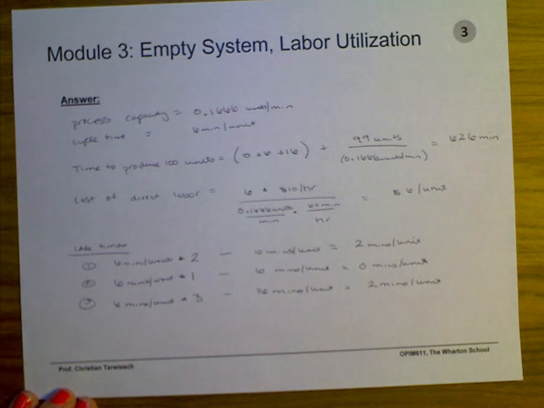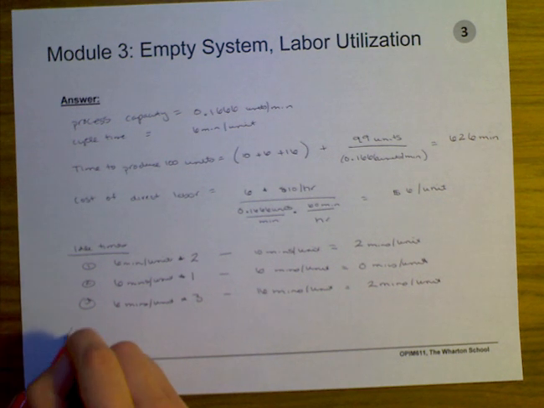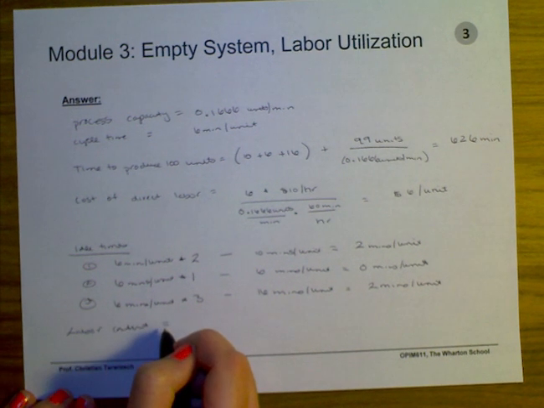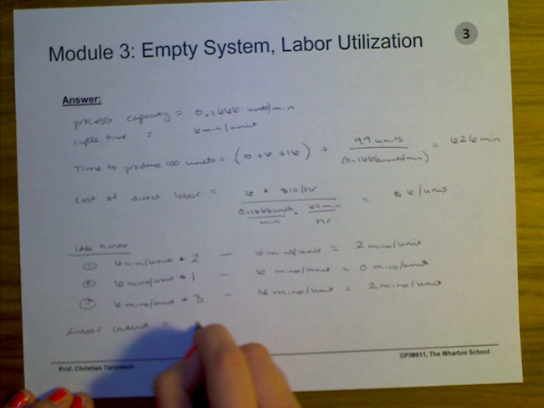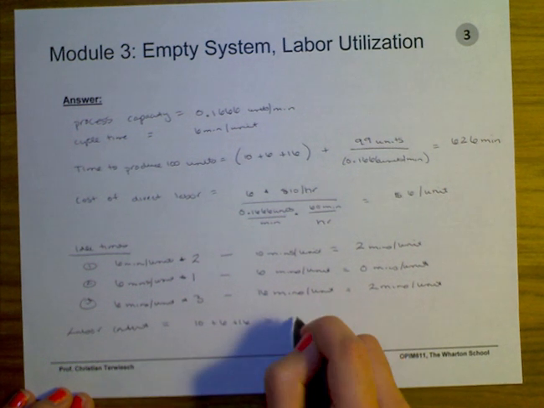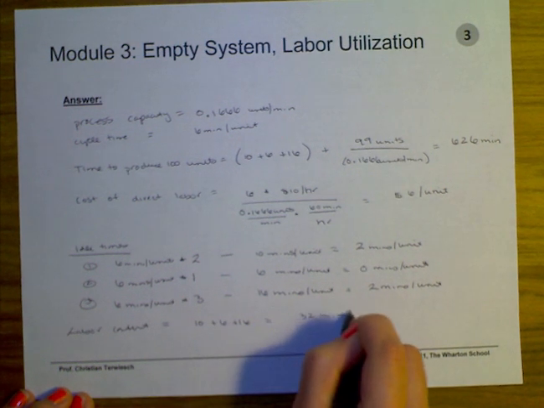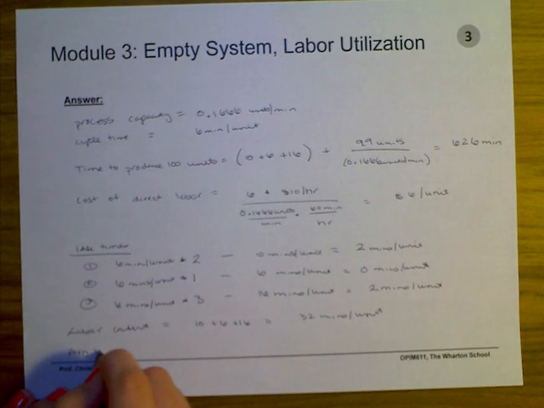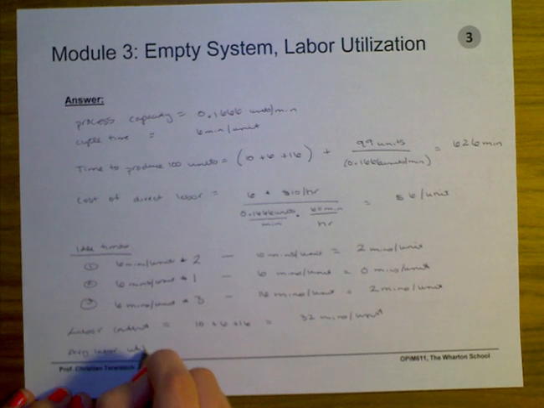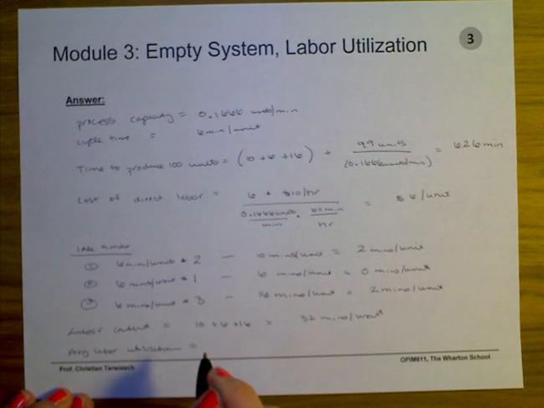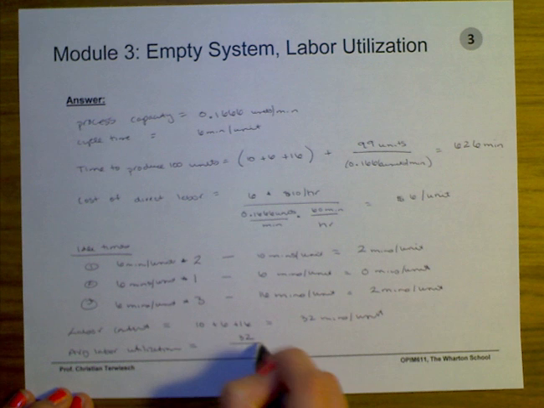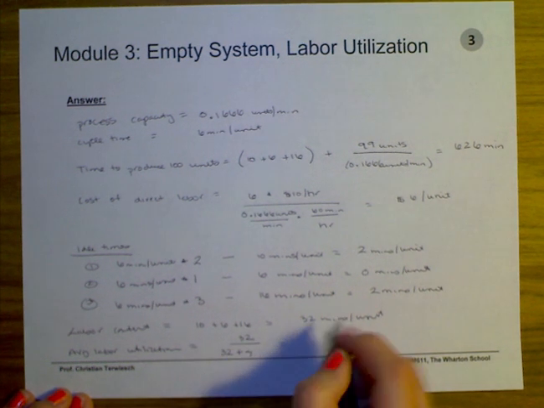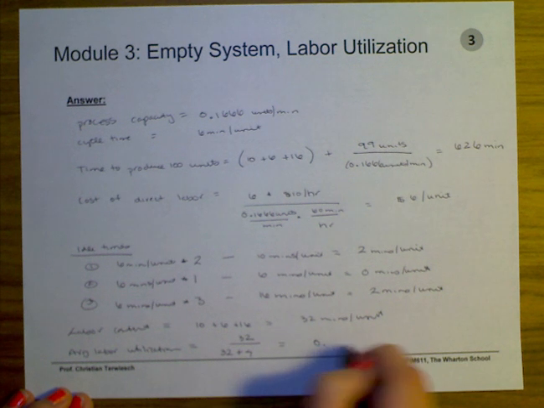Next step, computing the labor content, which is just a sum of the processing times, so 10 plus 6 plus 16 is a total of 32 minutes per unit. And then to get the average labor utilization, that is equal to our labor content over our labor content plus our total idle time of 4 minutes. So we get an average labor utilization of 0.88.